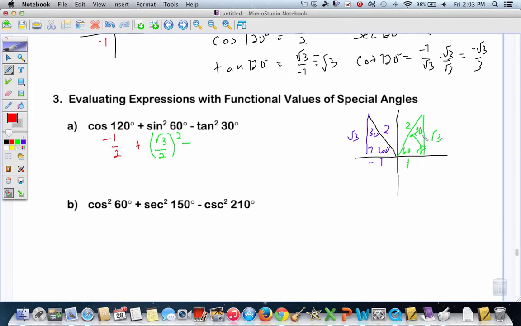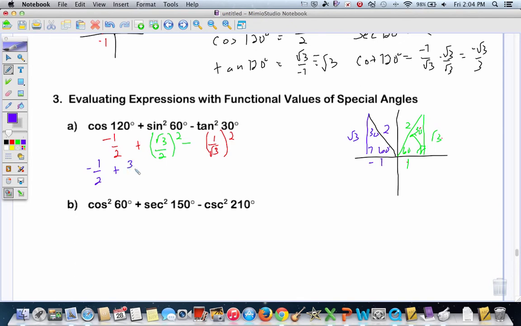And just to simplify things down here a little bit, I'm going to use this triangle right here to find my tangent of 30. 30 is here. Tangent is opposite over adjacent, so 1 over square root of 3, and again, that is being squared. I'm just going to leave it in the unsimplified version since I'm going to square it. That squaring will get rid of my radical by itself.